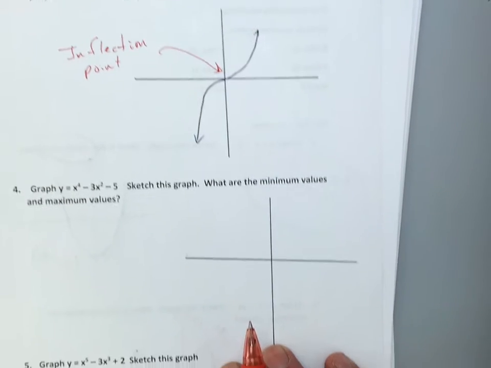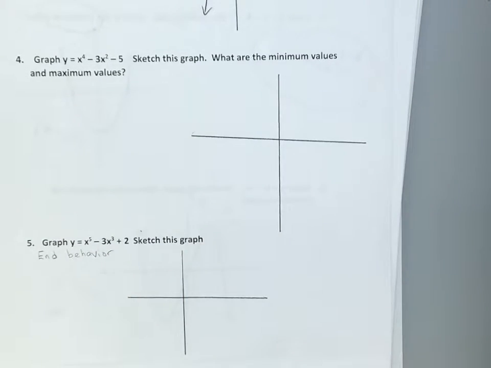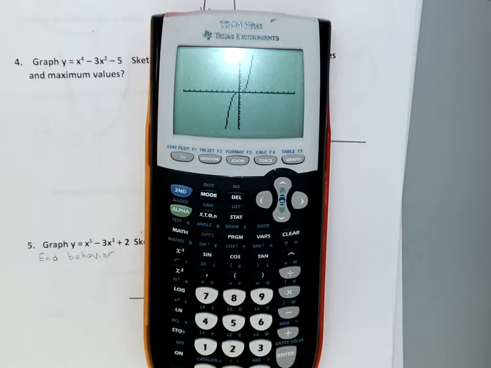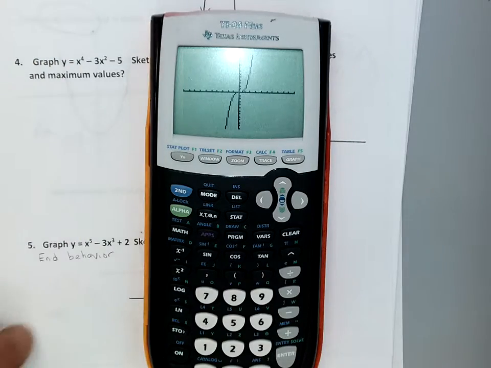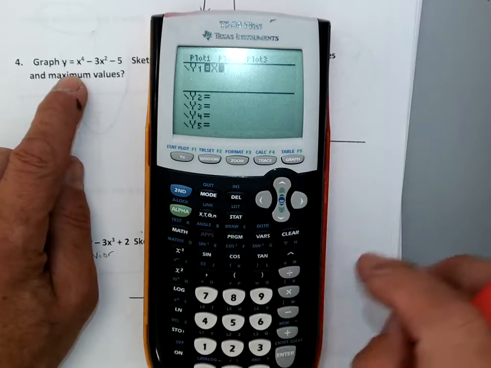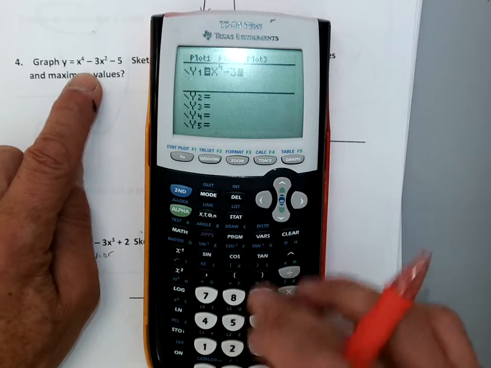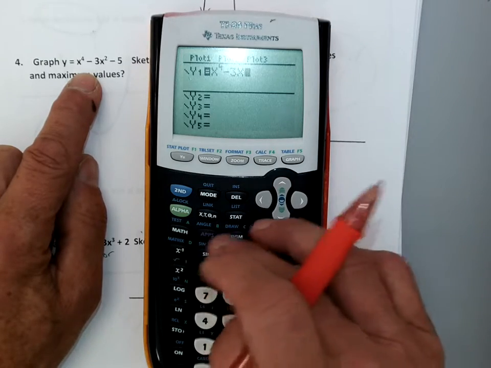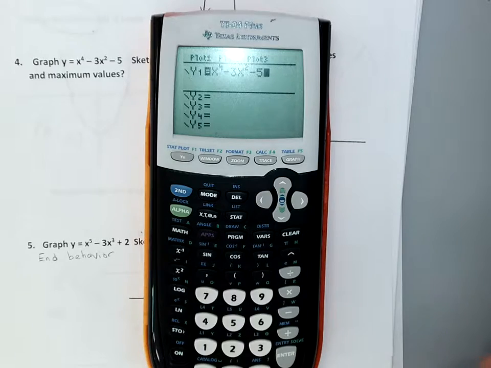All right, let's look at number 4. Let's put that in our calculator. Go to y equals, clear that out. We're going to go x to the 4th, subtract 3x squared, subtract 5. Let's put that one in and see what it looks like.